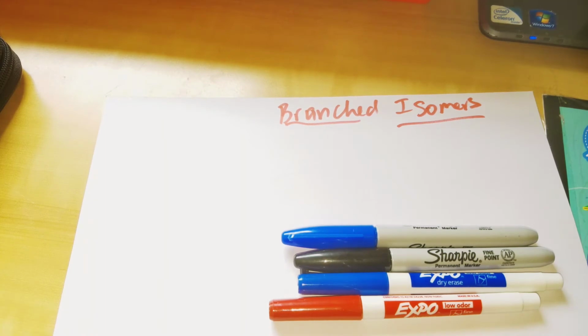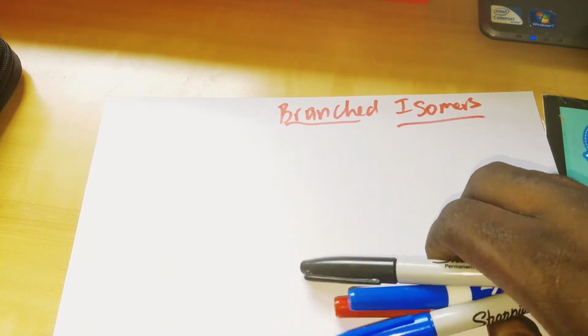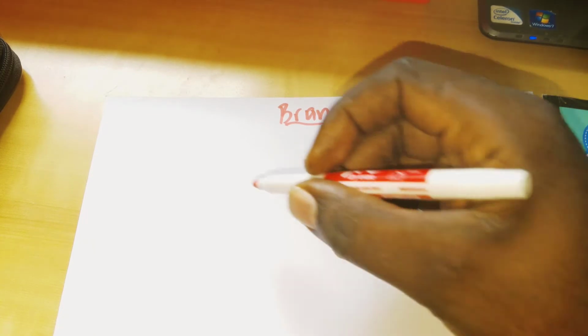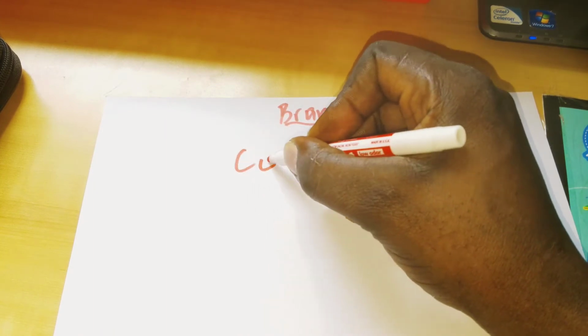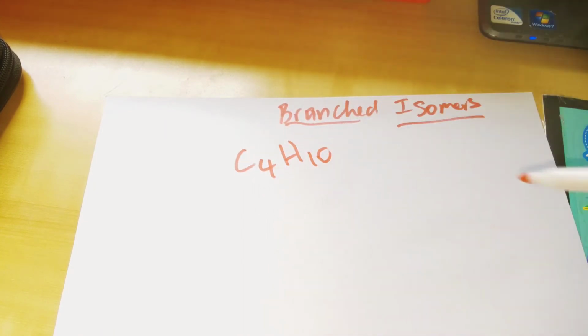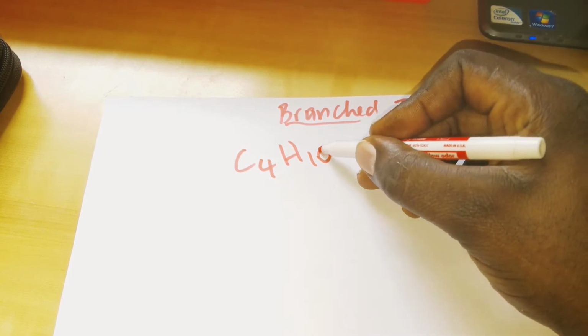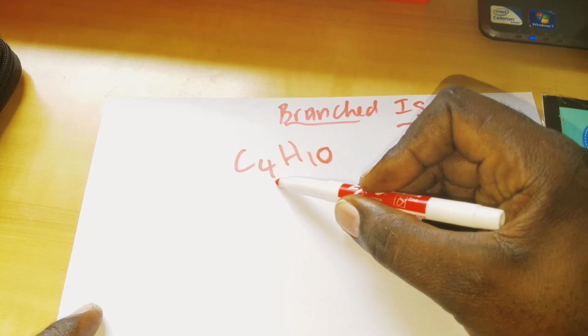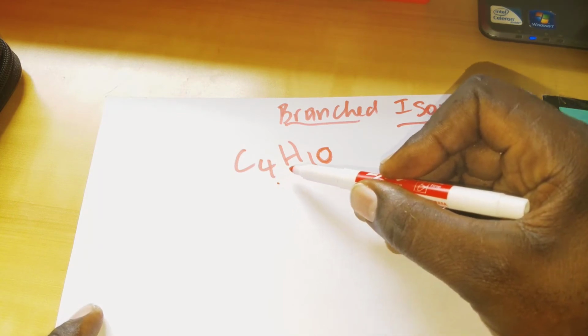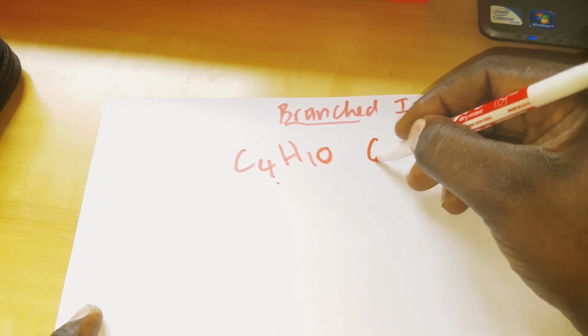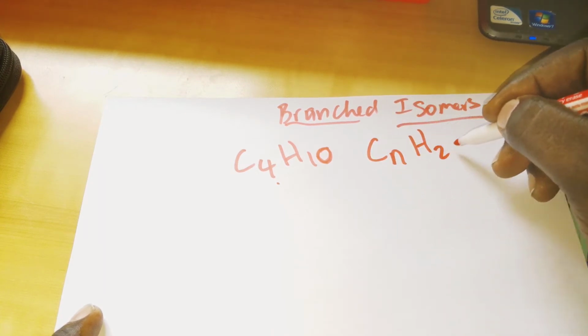So the branched isomers, now we want to look at that, and I'm going to be using the alkanes to show you the branched isomers. So let's write a molecular formula, C4H10. How do I know this is an alkane? The number of hydrogens is 2 times the number of carbons plus 2. The number of carbons is 4, 2 times 4 is 8, plus 2 is 10. The general formula of alkanes, CnH2n+2. So this is an alkane. This is a 4-carbon alkane, which means that it is butane.